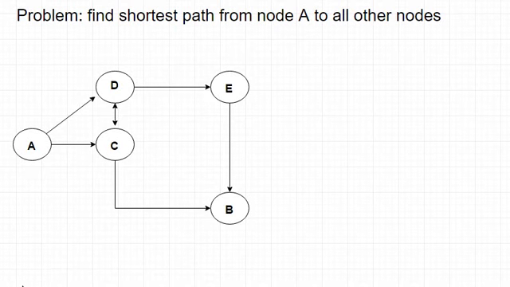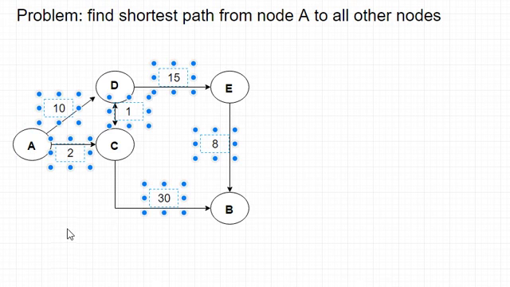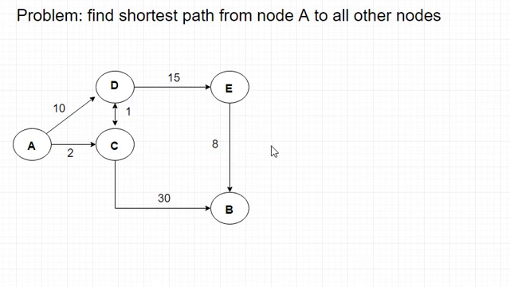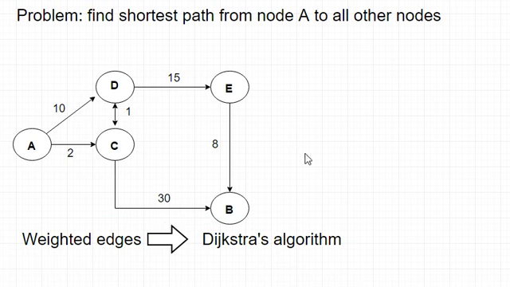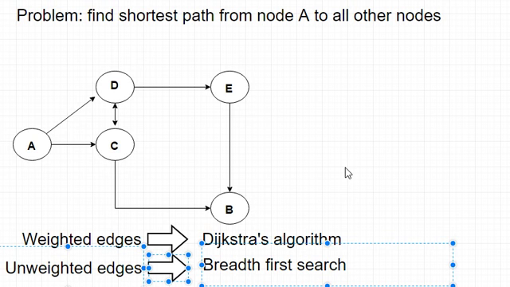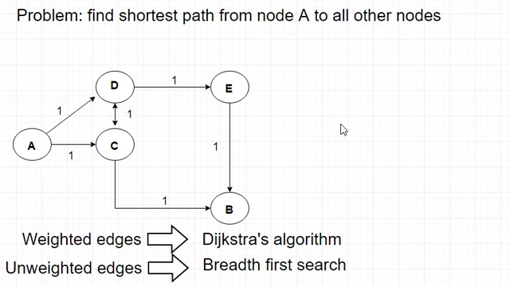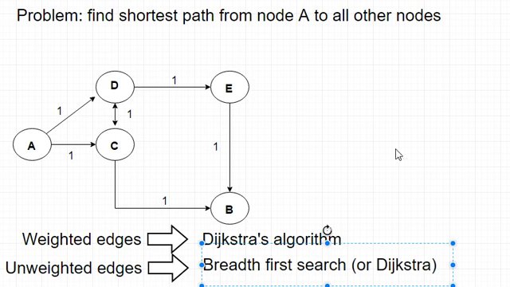So we have a graph and we want to find the shortest path from some node to all other nodes. If this was a weighted graph, then we could use Dijkstra's algorithm to solve this problem. And if it was an unweighted graph, then we could use the breadth first search algorithm. It's worth pointing out that an unweighted graph is really a weighted graph where all the weights are 1. So we could also use Dijkstra to solve it if we wanted to.